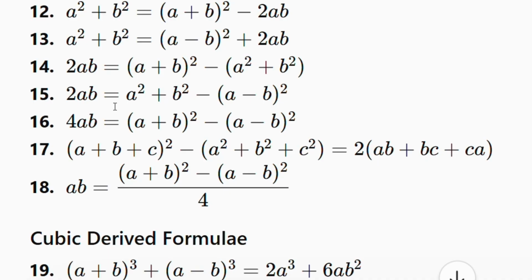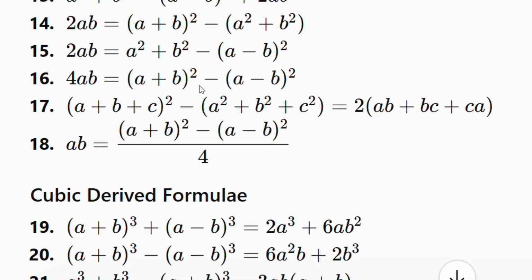2ab: (a square plus b square) minus (a − b) whole square. We can also write a square plus b square minus (a − b)... If a minus b is given, put this formula. If a plus b is given, then put this formula for 2ab. Now 4ab: (a + b) whole square minus (a − b) whole square equals 4ab. Now tell me what will be the formula for (a + b) whole square plus (a − b) whole square. Write your answer in the comment section.